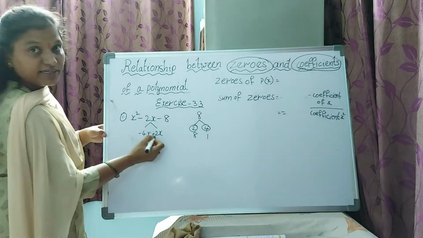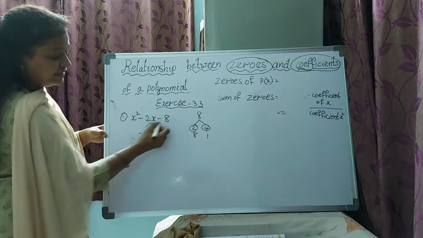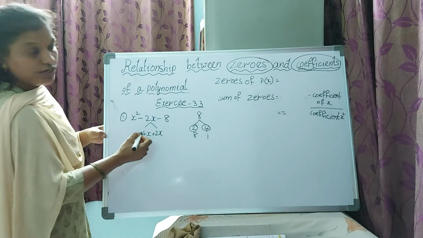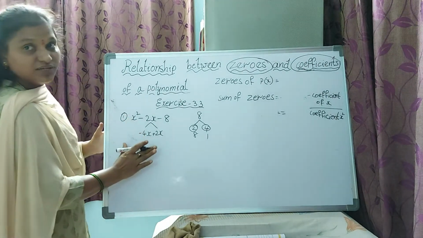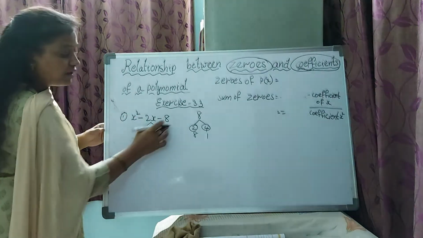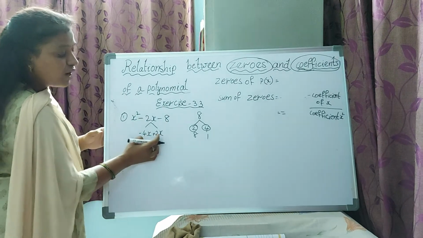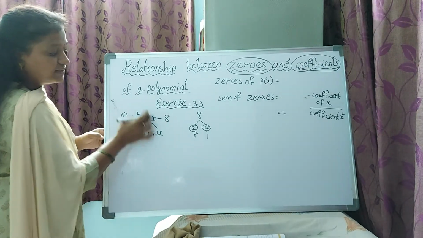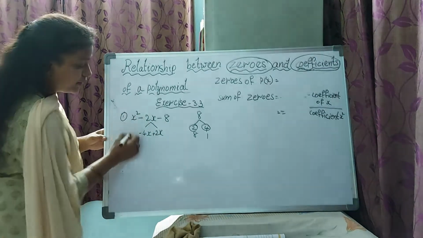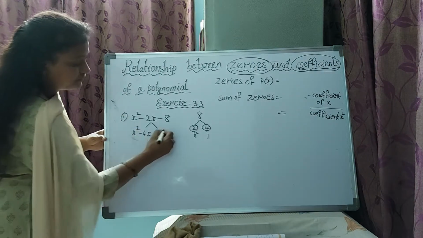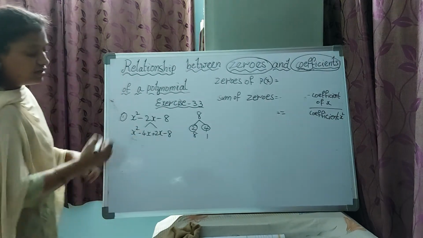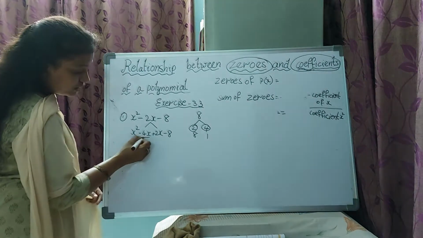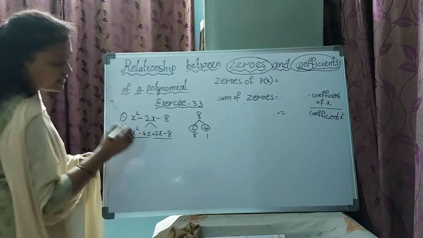Again, if you multiply and see, 4 twos are 8. Minus into plus, minus only. So, it satisfies. If you multiply, you have to get the constant term. If you add or subtract, you have to get this middle term. So, the remaining terms you have to write as it is. Minus 8.